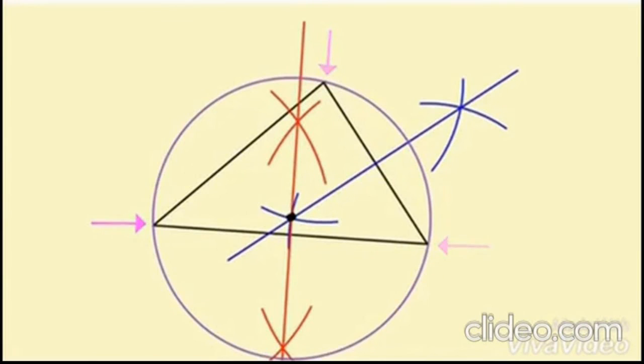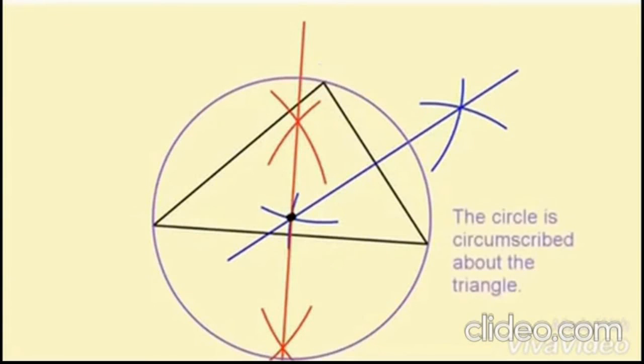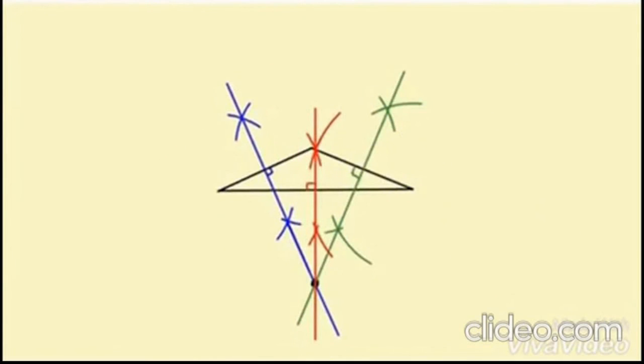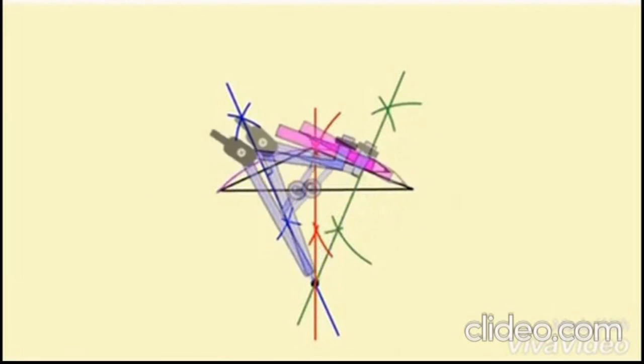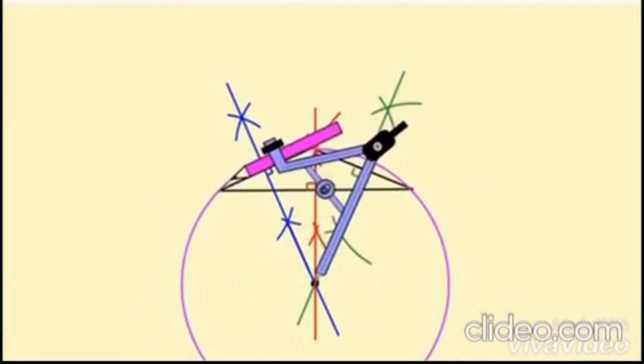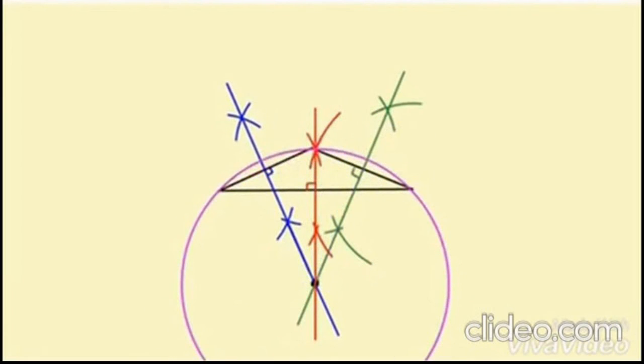I want you to notice on this one, because it's an obtuse triangle, this circumcenter is actually outside the triangle. Let's see what the circumscribed circle looks like. If you have an obtuse triangle, just keep in mind that you are looking for the circumcenter to be outside, in the exterior of the triangle.